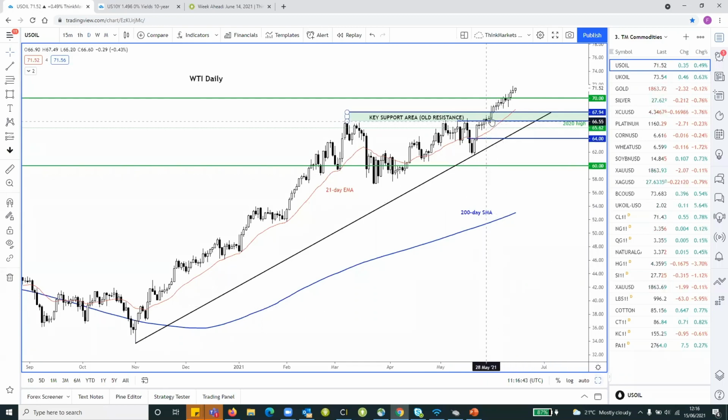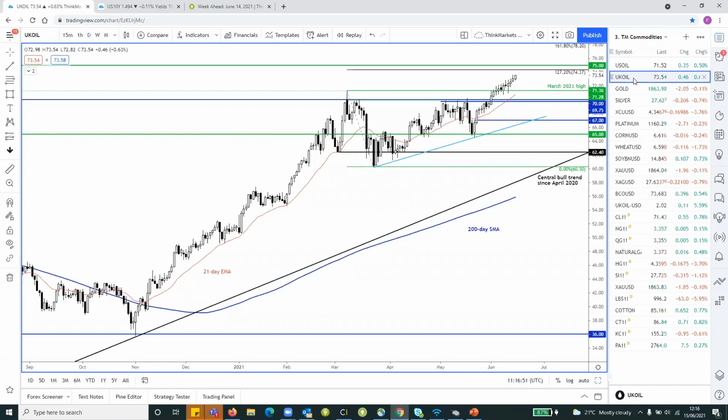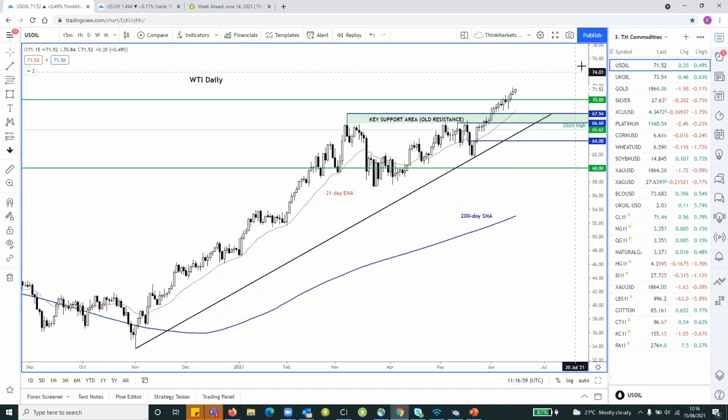We said that it might break down when it was testing around the 65 area, 67. It didn't. It went up. And same with crude oil, UK. So the next key level is all the way up towards 75 on Brent.